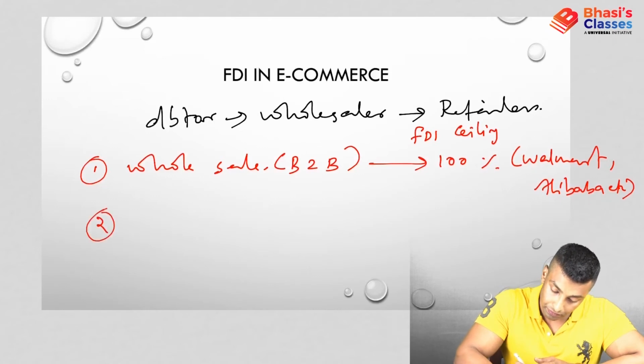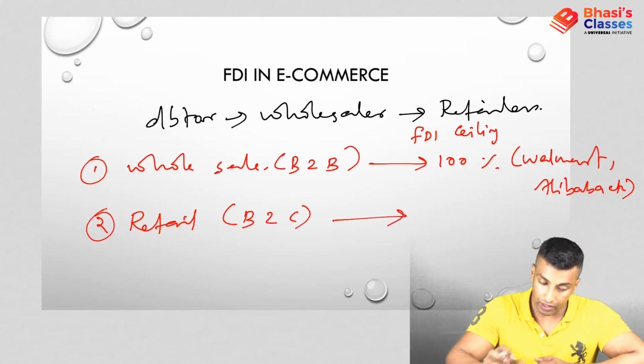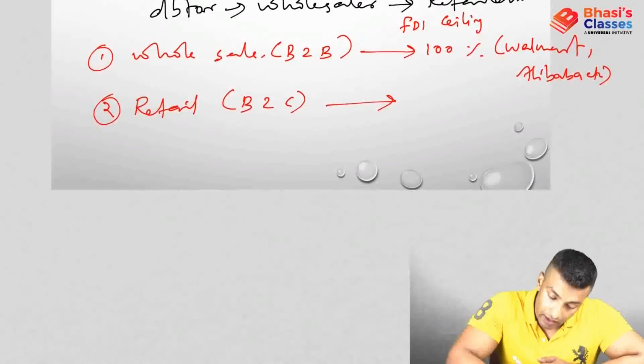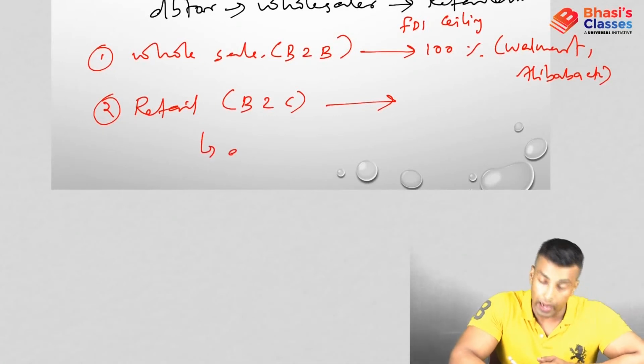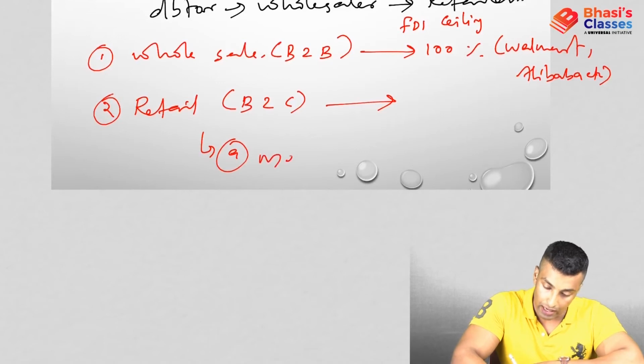Then what about retail? This is B2C, customer. What about the FDI ceiling here? Now here there are again 2 types. Retail, there are 2 types. I'll be discussing this in detail here. A is the marketplace model.